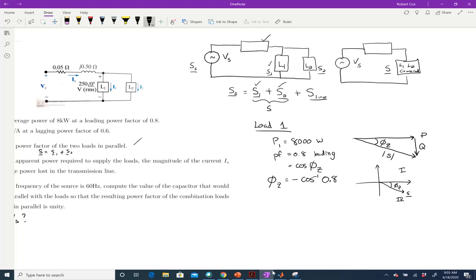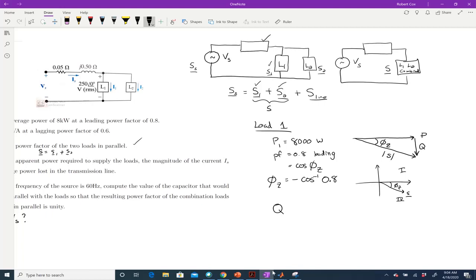Now I put that negative there myself just because I know that this angle is going to be negative. Because if I just take the inverse cosine of 0.8, I'm going to get a result in the first quadrant. So I need to use my brain to know that I put a negative sign in there to get that answer. All right.